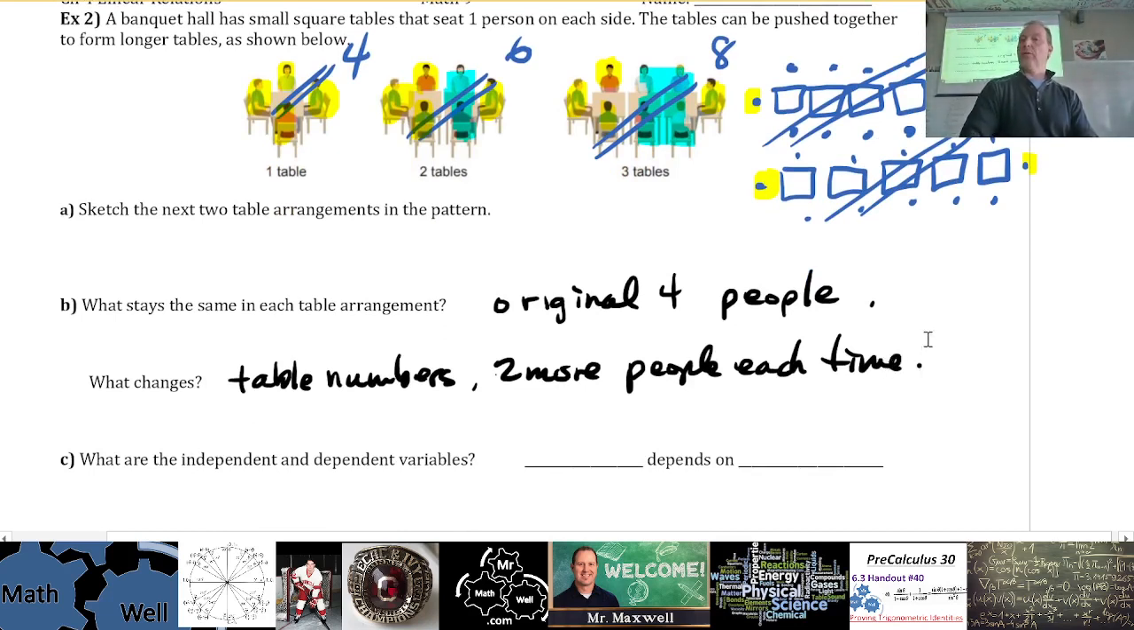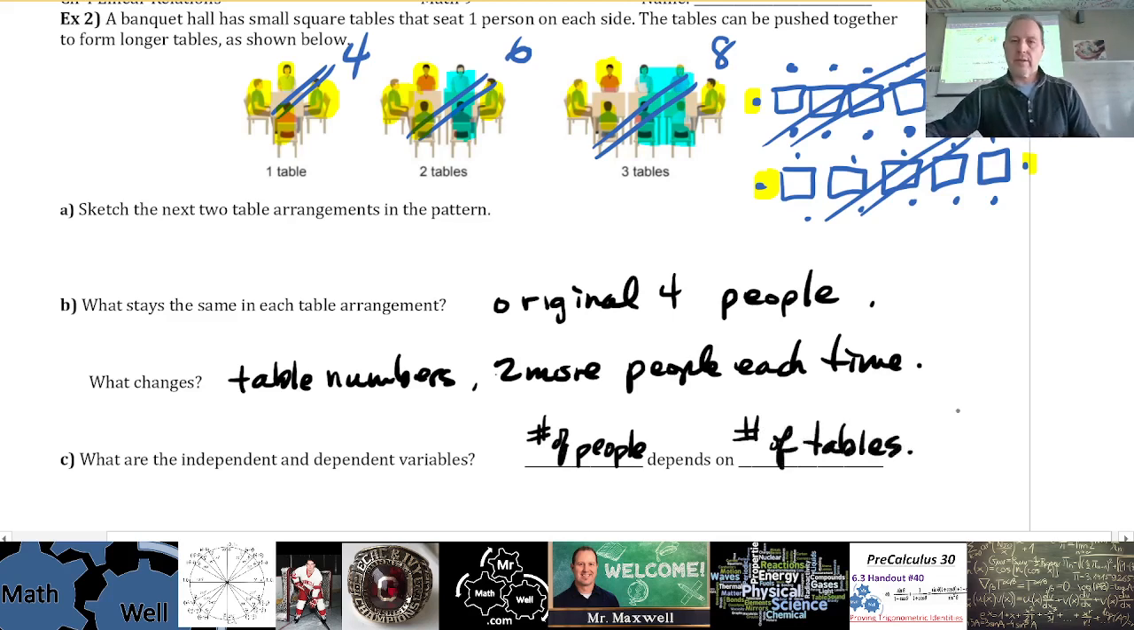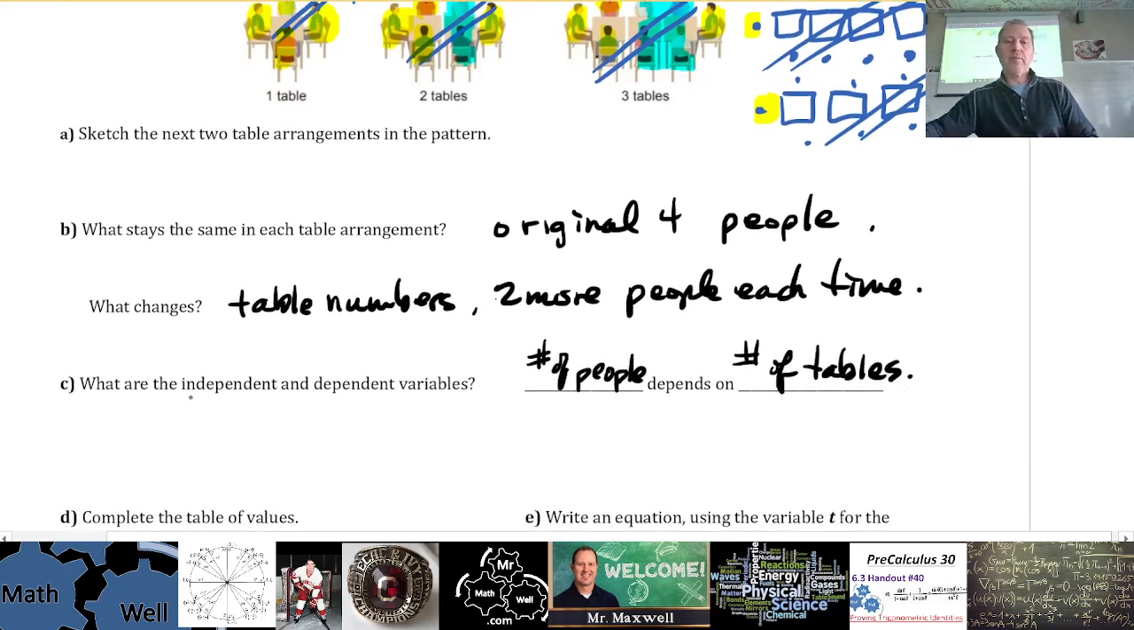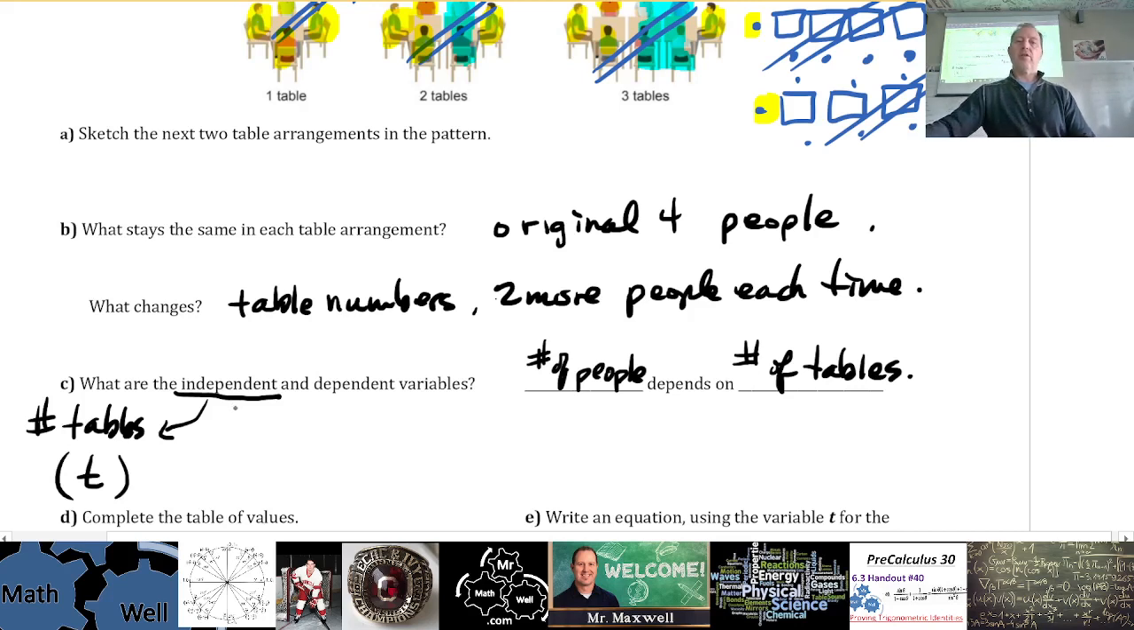Let's talk about the variables again. So we talked about that already. So the number of people depends upon number of tables. Okay. So if we're given one of those, we could probably solve for the other one. So there's an equation that's starting to emerge, right? So these two will be equal somehow. So the independent variable is number of tables. Or let's make that t. Okay, so the independent variable is number of tables, or t.